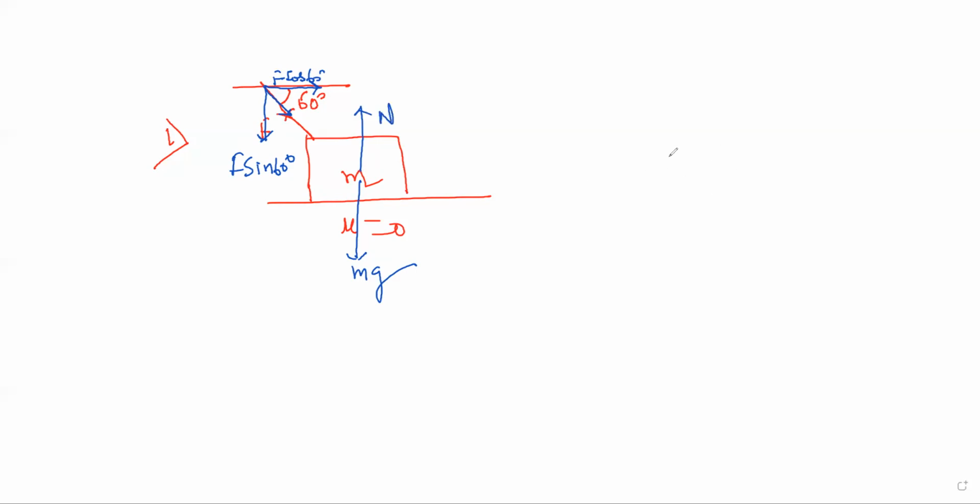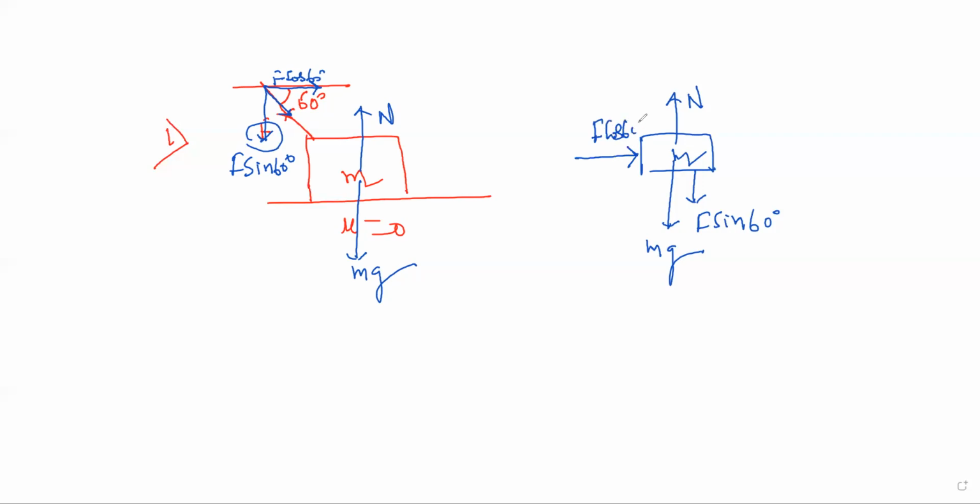So if we draw this block again, mg is acting vertically downward and this force is also acting vertically downward, which is F sin 60 degrees. In the upward direction there is the normal reaction, and in the horizontal direction the force acting is F cos 60.